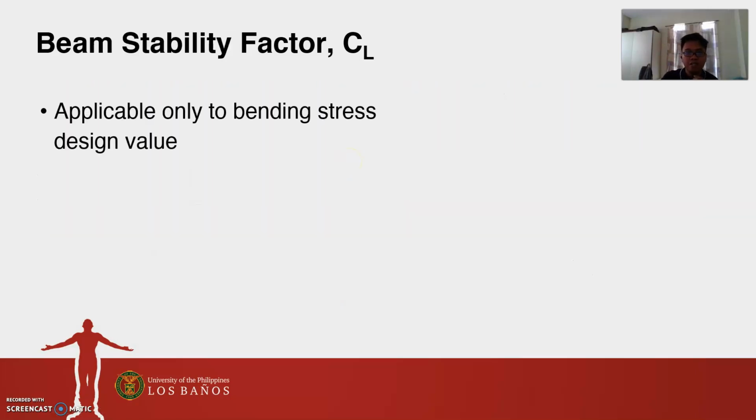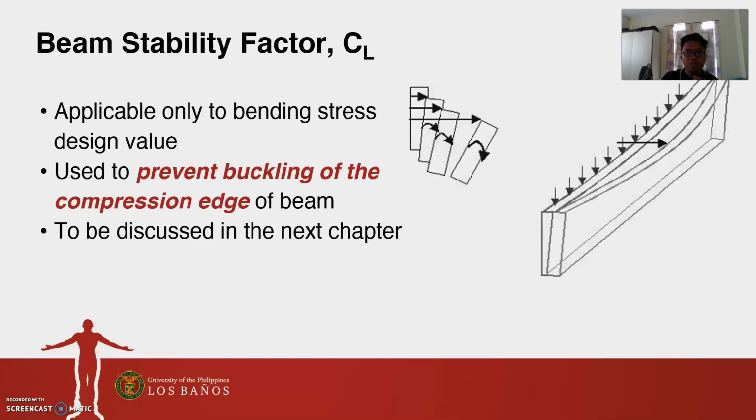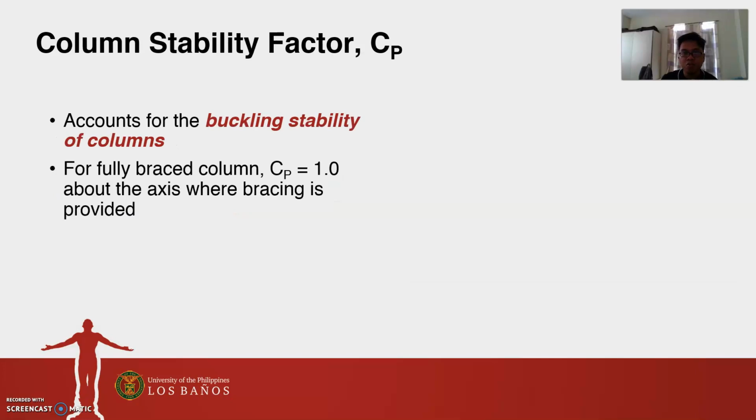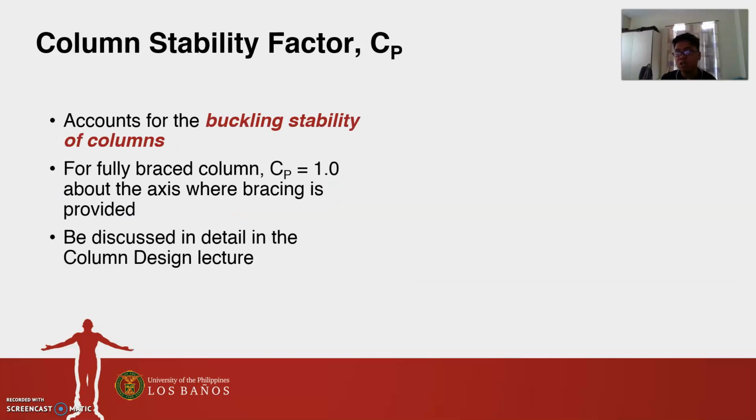Then the last two will just be mentioned here. Beam stability factor. It is used to prevent buckling of the compression edge of the beam. But this deserves a whole new chapter. This will be discussed in the next chapter, as well as the column stability factor, which will be discussed when we go on to combined forces.